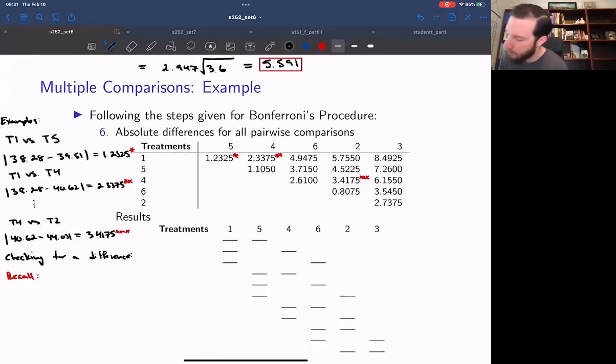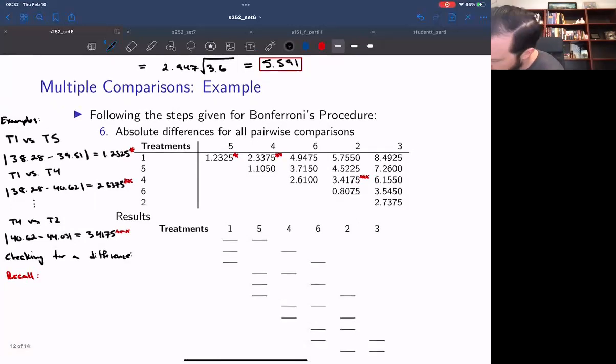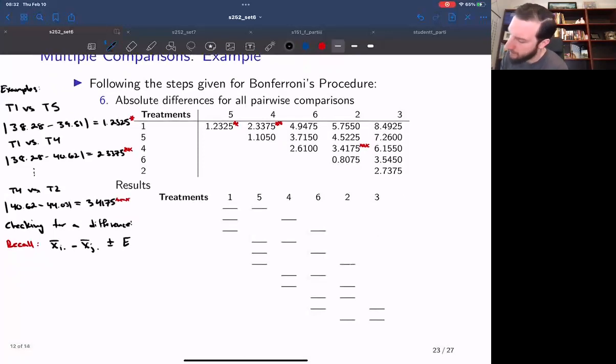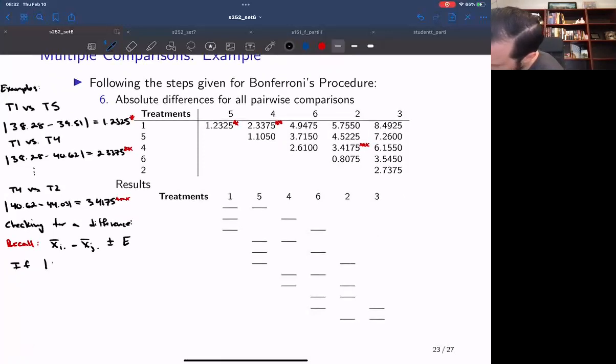Okay, so recall that the way the multiple comparison works is we have a confidence interval. Okay, so plus or minus E. So basically, if the absolute difference of x bar I minus x bar j is greater than E, then there is a difference.